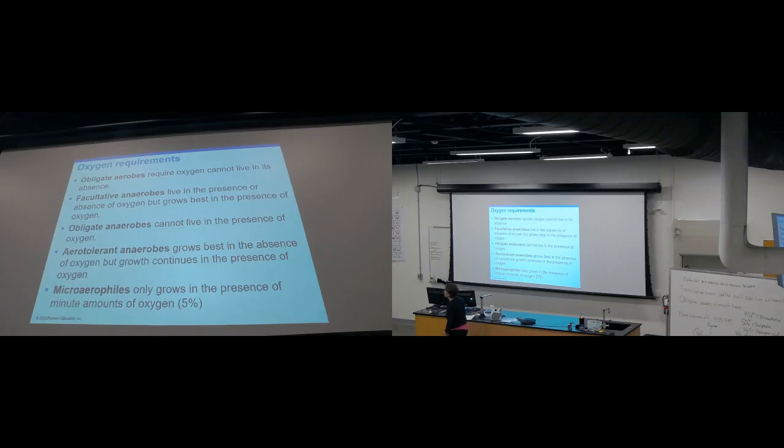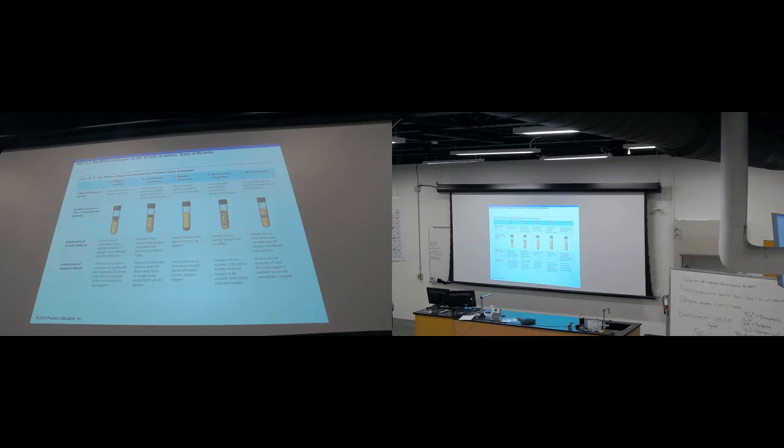And then we have some that grow in the presence of small amounts of oxygen, like 5%. These will be the microaerophiles. So this is how they grow in test tubes with media. For obligate aerobes, if you have media here and you put these obligate aerobes, they will grow on the top of the media. Why is it that the obligate aerobes grow on the top of the media?